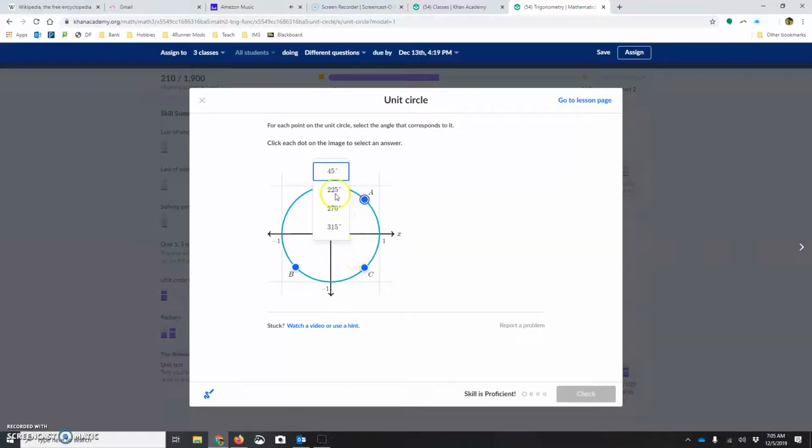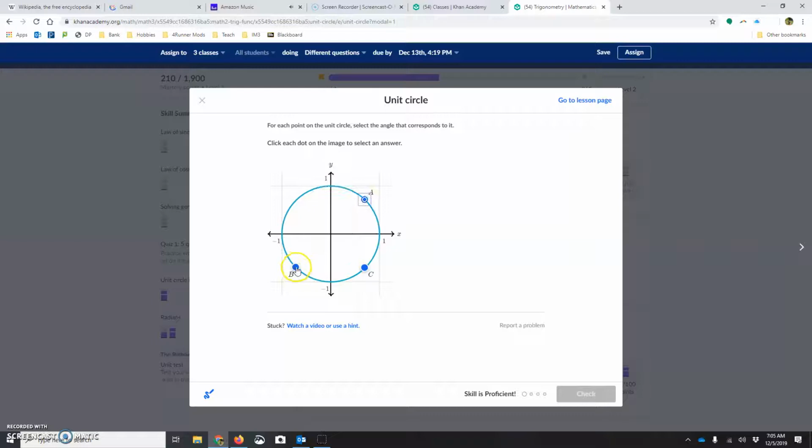Okay, so 225, 270, and 315 are all very high numbers. So it has to be 45. From the x-axis up to the y-axis is 90 degrees, and if you look, this is about halfway there. So 45 degrees makes sense.